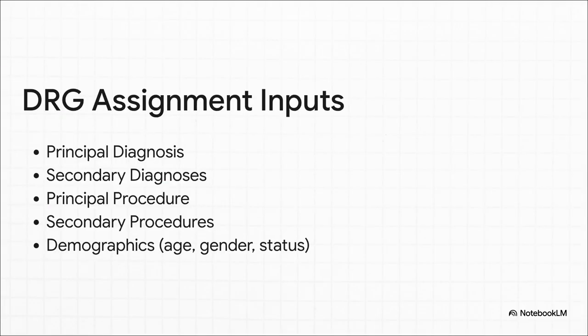To bake this final DRG product, our medical coders need a very specific recipe of ingredients. They absolutely need the principal diagnosis, the main reason the patient was admitted after study, but they also need all secondary diagnoses, the exact procedures performed, plus demographic data like age, gender, and the patient's discharge disposition. If you change even one ingredient in this recipe, you might end up with an entirely different DRG.